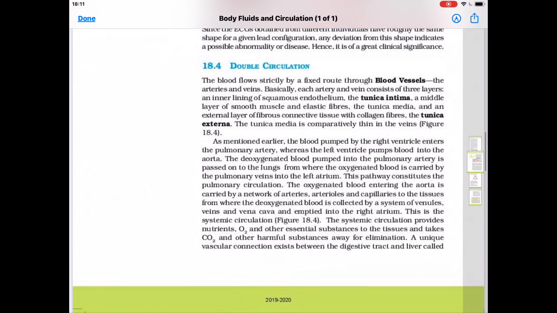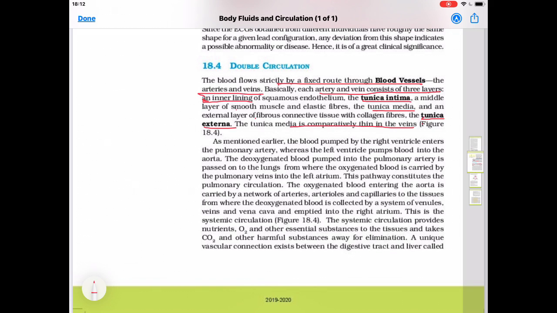Double circulation. The blood flows strictly by a fixed route through blood vessels, the arteries and veins. Basically, each artery and vein consists of 3 layers. The inner one is known as tunica intima, the middle one is known as tunica media, and the outer one is known as tunica externa. Tunica intima is made up of squamous endothelium. Tunica media is made up of smooth muscles, and tunica externa is made up of fibrous connective tissue with collagen fibers. Collagen fibers means white flexible fibers are present. The tunica media is comparatively thin in the veins.